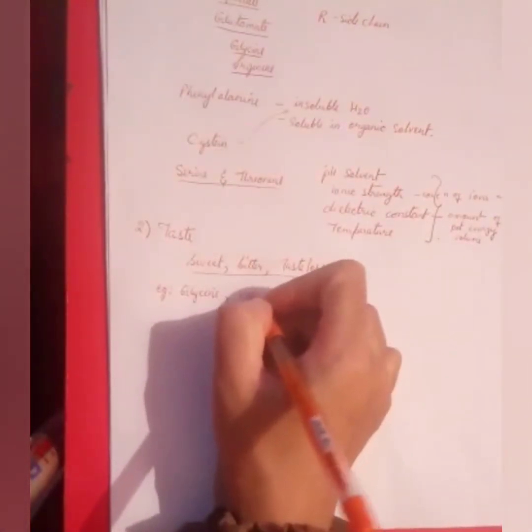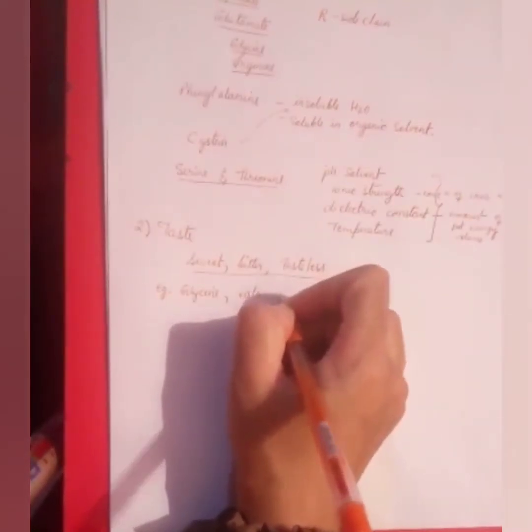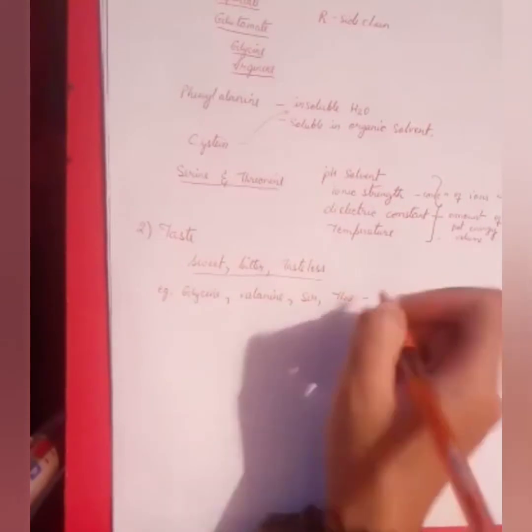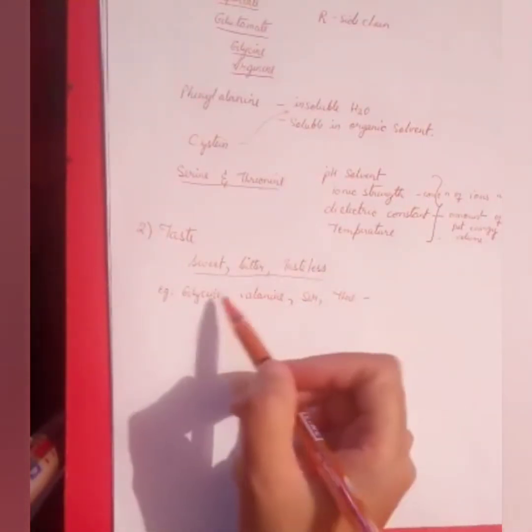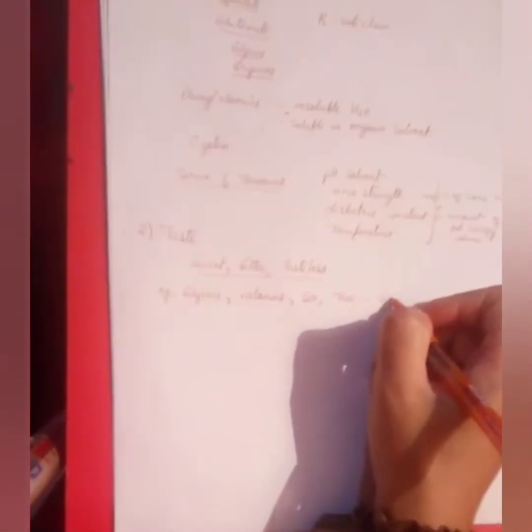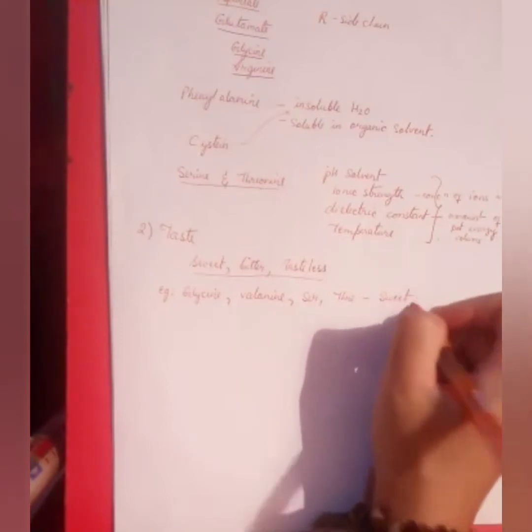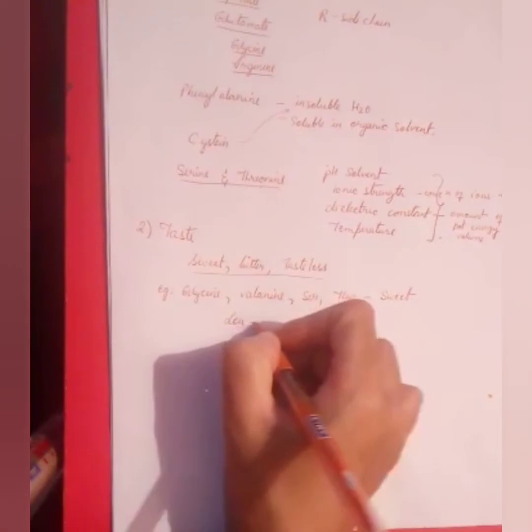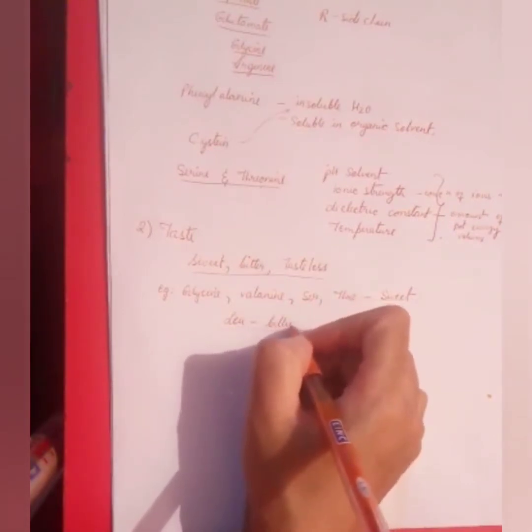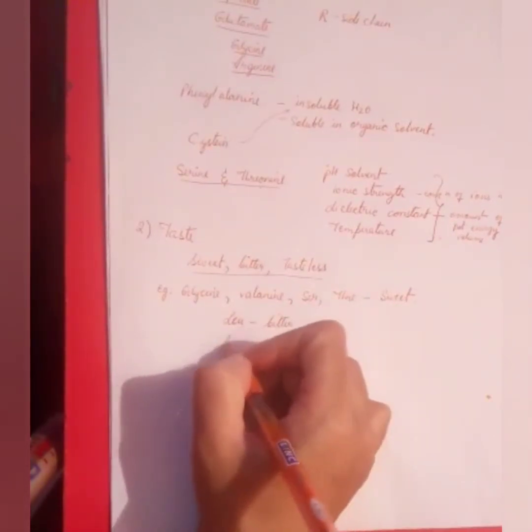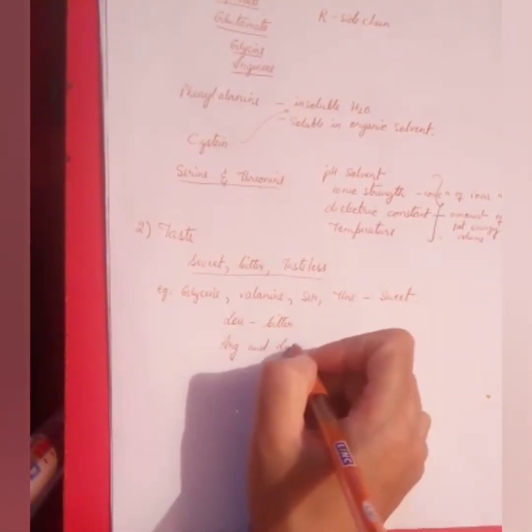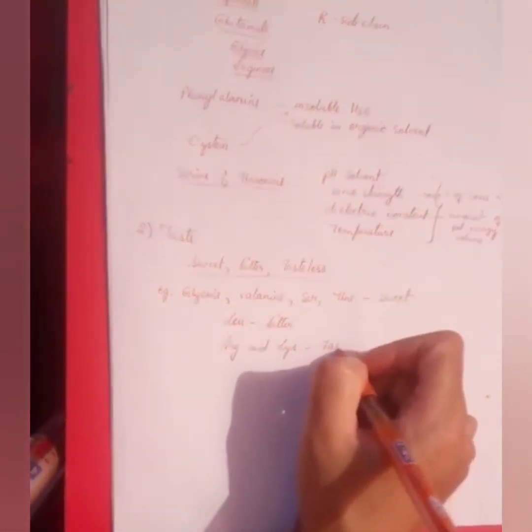For example, you will see that glycine, valine, serine, and threonine, these four amino acids, are usually sweet in taste. And leucine is bitter in taste, and arginine and lysine are usually tasteless.